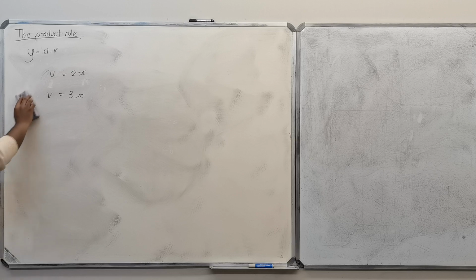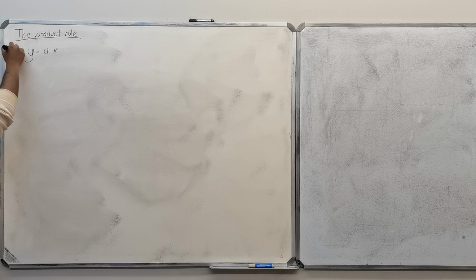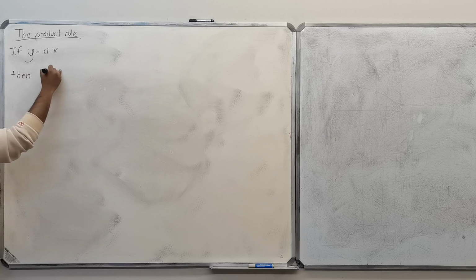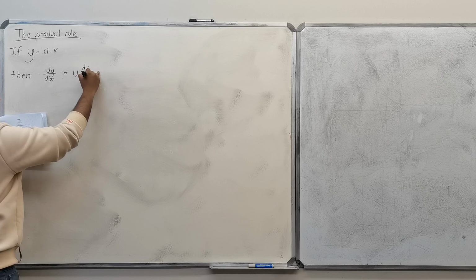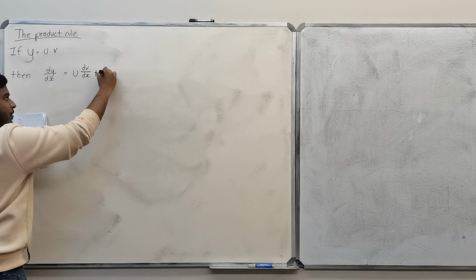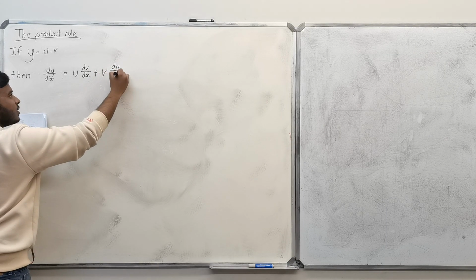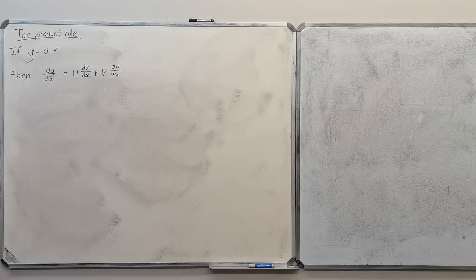Then you introduce your product rule, right? Your product rule tells you that if y is equal to u times v, then dy over dx is equal to u times the derivative of v with respect to x plus v times the derivative of u with respect to x. That is your product rule.